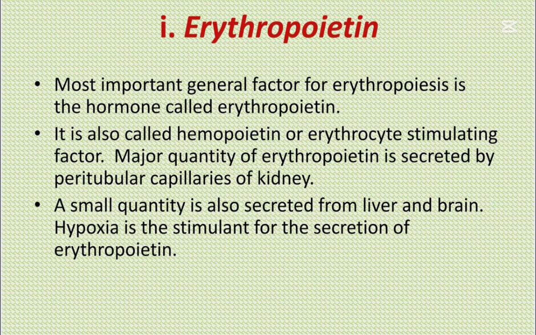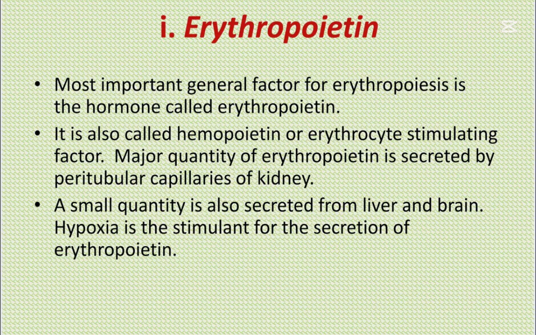Erythropoietin is an important factor. It is called erythropoietin, or erythrocyte stimulating factor. That's what we call erythropoietin. So it is a red blood cell protein, an erythrocyte protein. Are you getting that? It is produced from the peritubular capillaries of the kidney. That is where erythropoietin is gotten from. But some parts are gotten from the liver, while some parts are gotten from the brain.